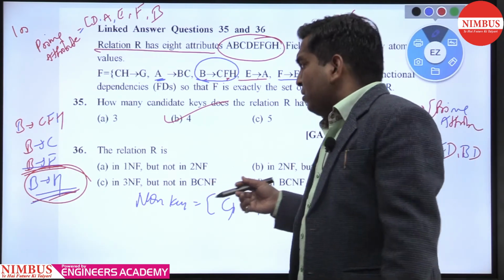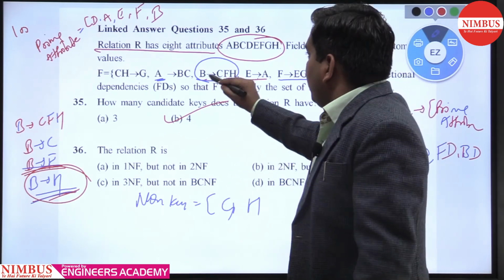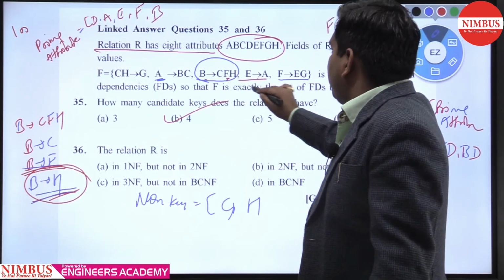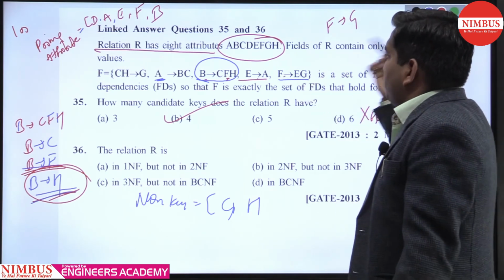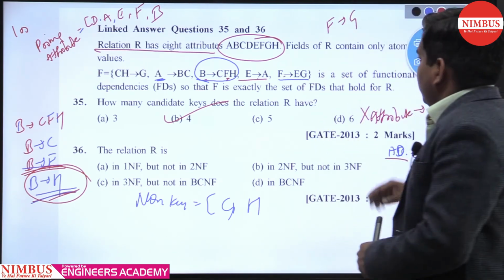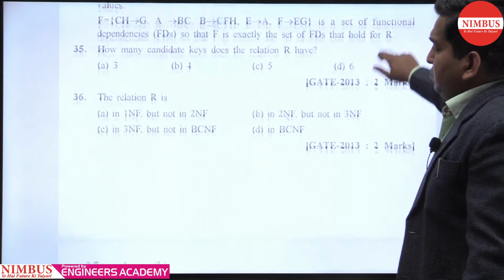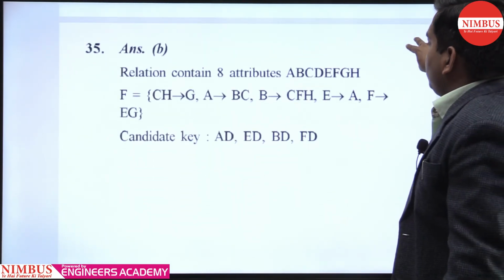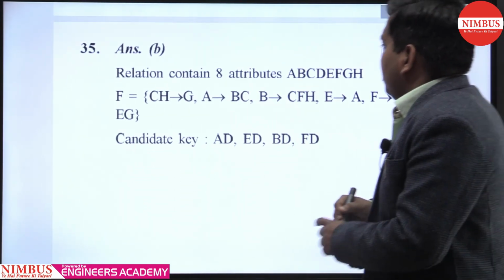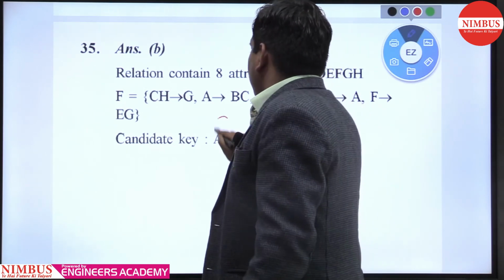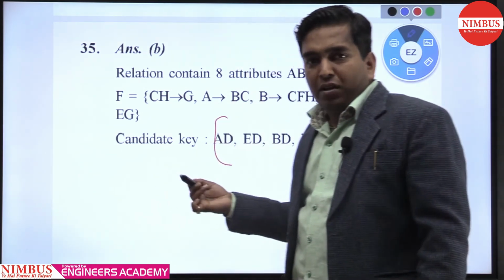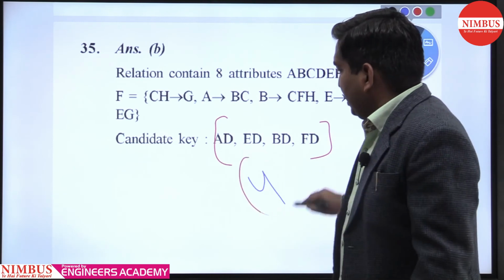Why not in 2NF? Because this makes a partial dependency. Here B tends to H makes a partial dependency, and F tends to G also makes a partial dependency. Getting my point? So in this we are getting 4 candidate keys, and the question is asking how many candidate keys, that is 4.